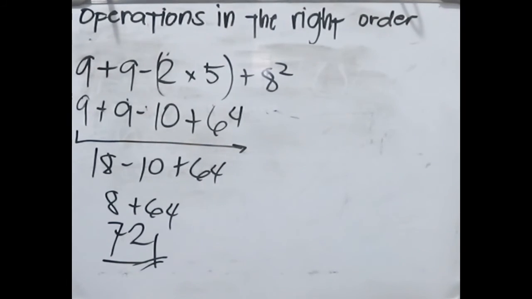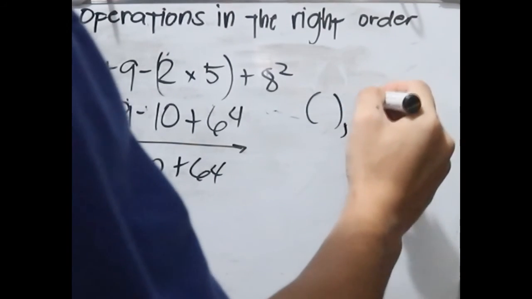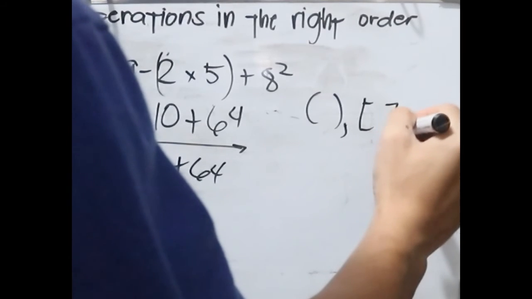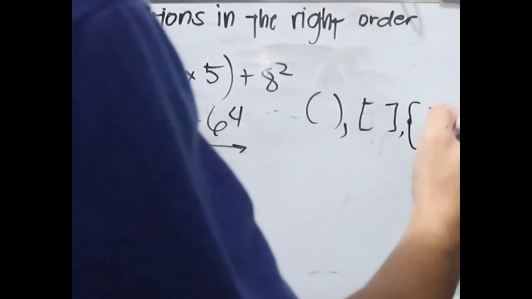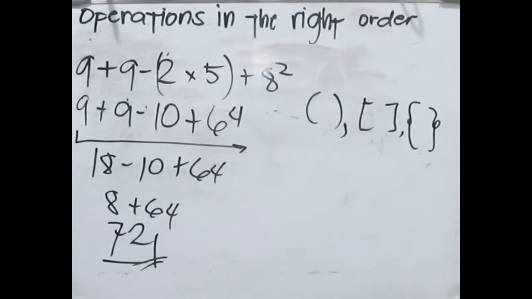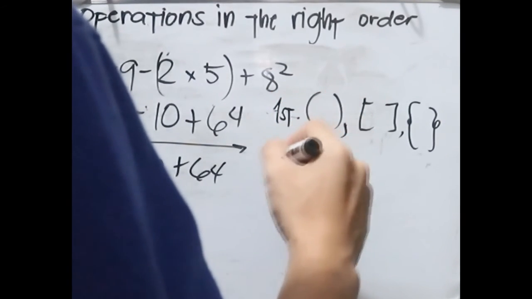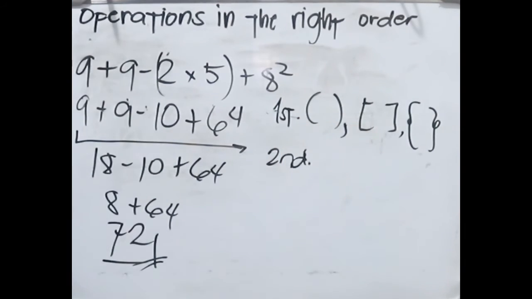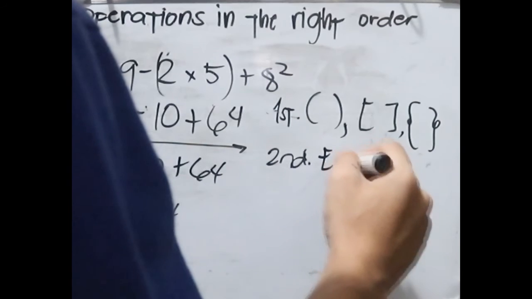Pag magko-compute tayo ng ganito, iisipin natin yung parenthesis, brackets, braces, and yung mga fraction bars. So, pangalawa, ito yung first step. So, yung second step, evaluate natin yung mga exponent.